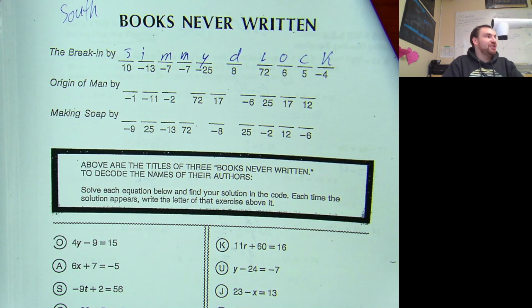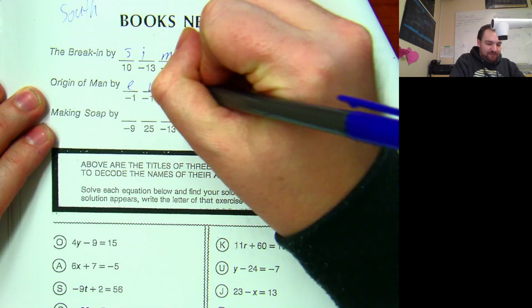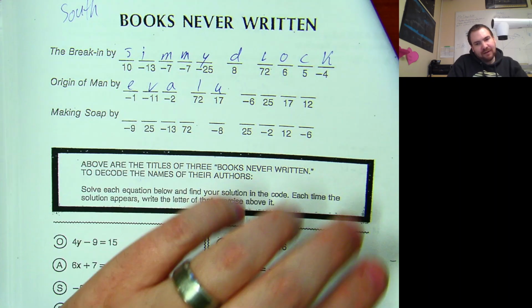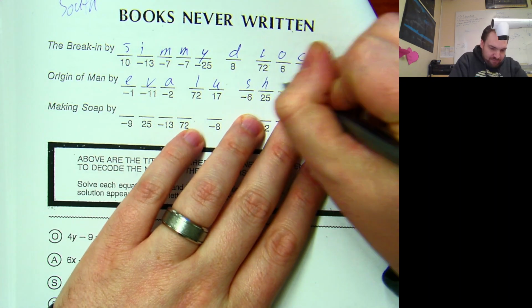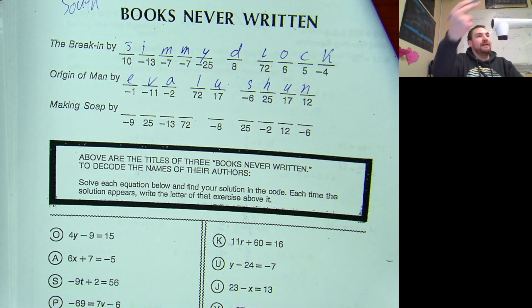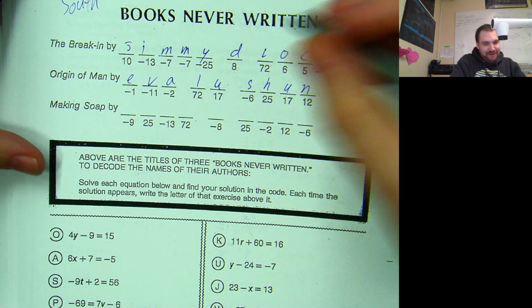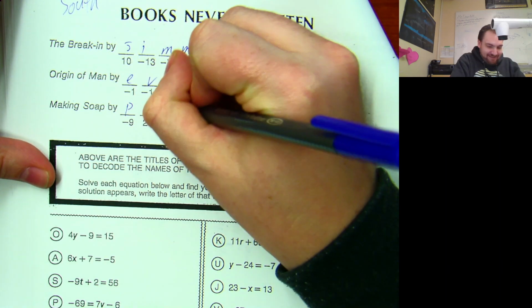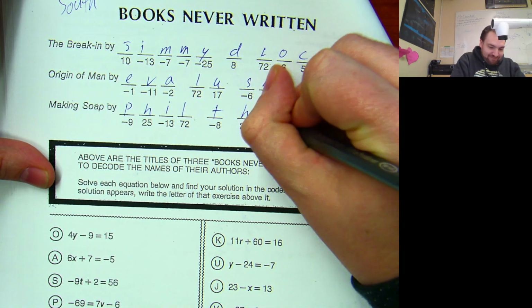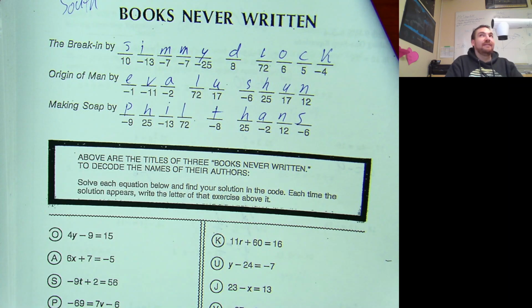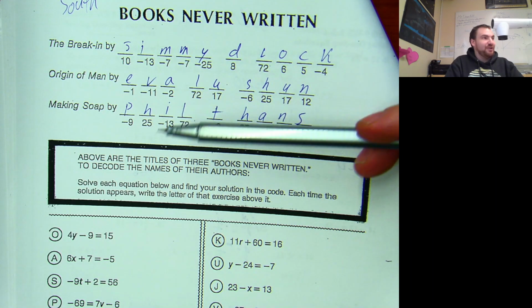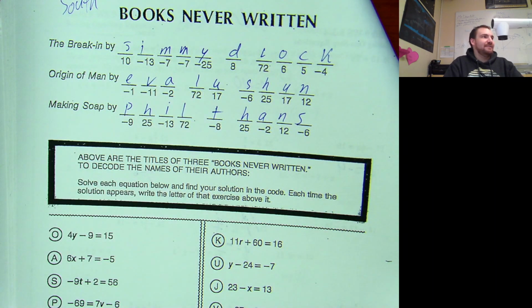Jimmy DeLocke, to Jimmy DeLocke means to like break it. The break-in by Jimmy DeLocke. The Origin of Man by who, Rebecca? Evolution. S-H-U-N. Cool. And then Making Soap was written by who, Eminette? Filthy Hands. So Making Soap by Filthy Hands, but it's Filthy Hans. I love it. It's great.